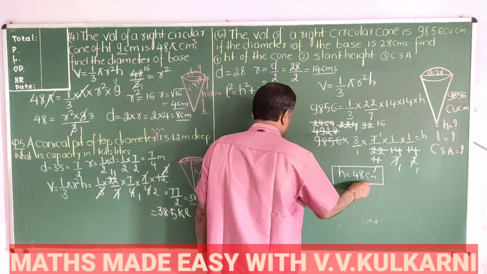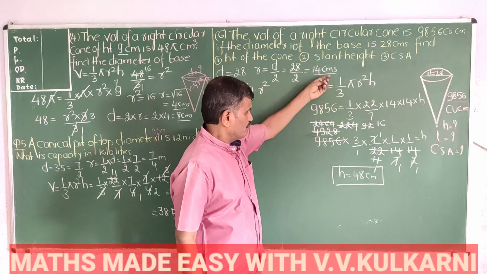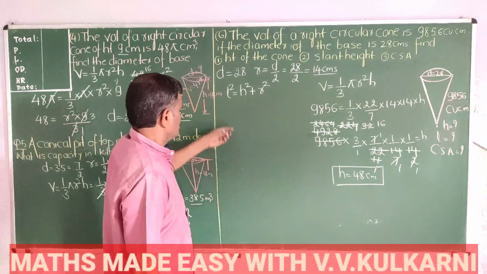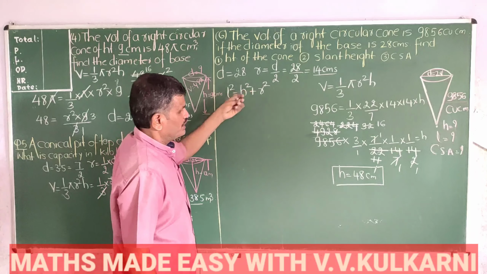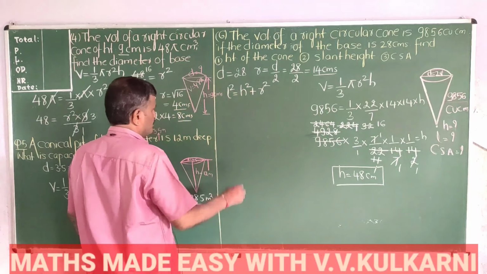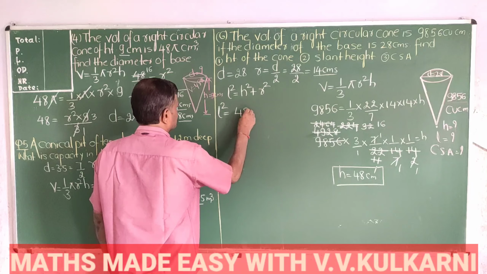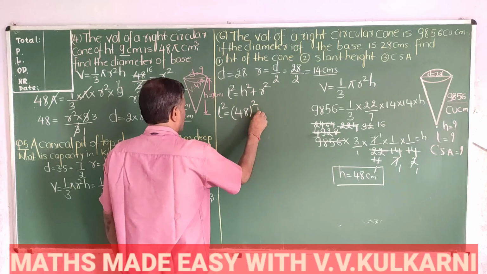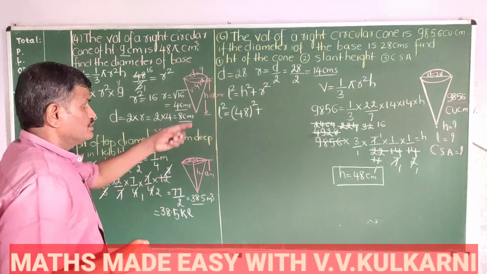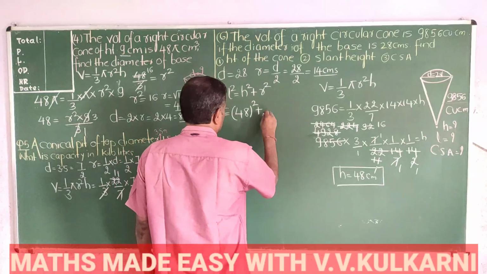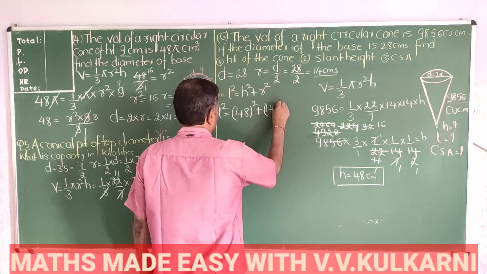Now, with the help of the volume formula, from the volume we got the height. Now we want the slant height, for which I have already written the formula. So L square is equal to h square, which is 48 square, plus r square, which is given to you as 14 square.